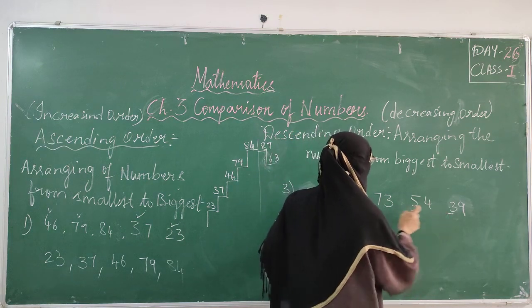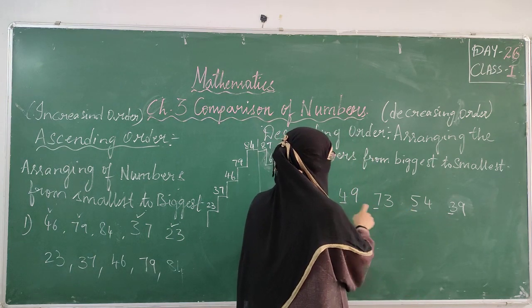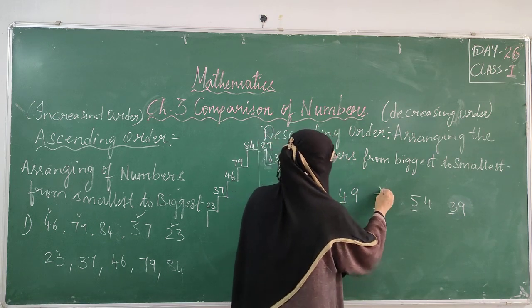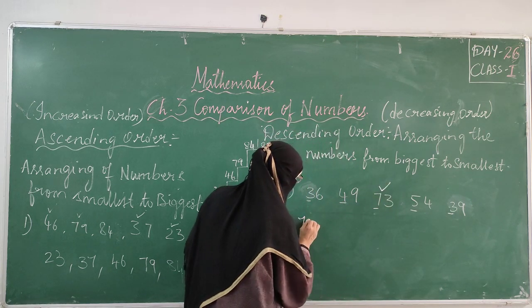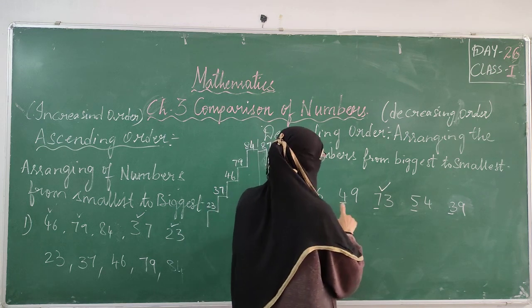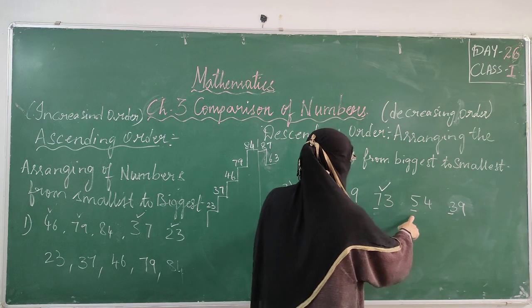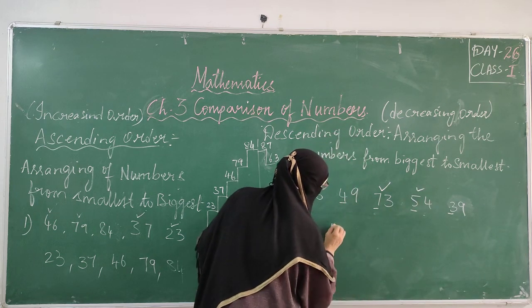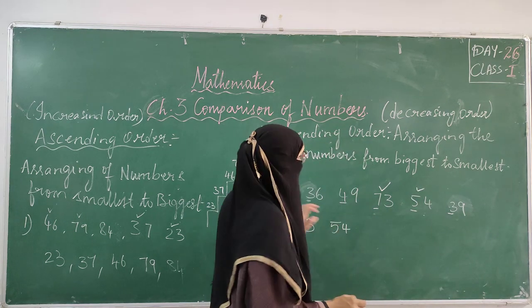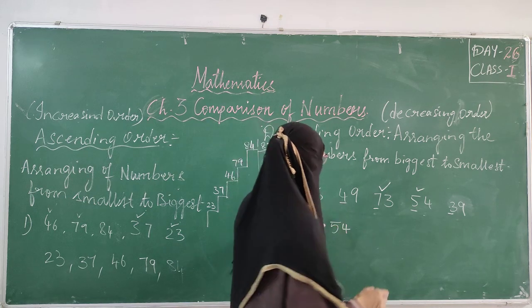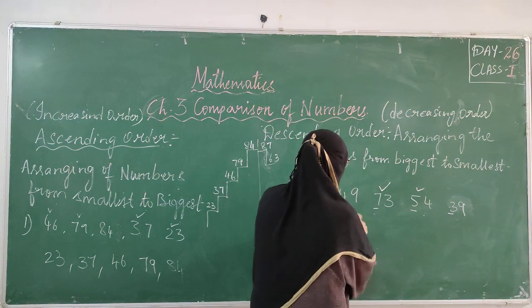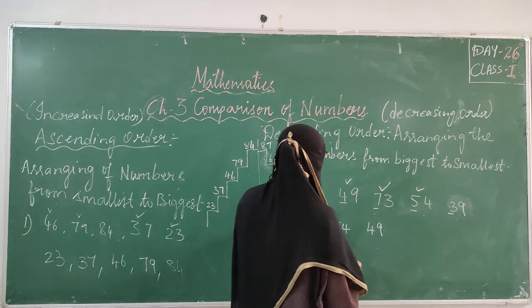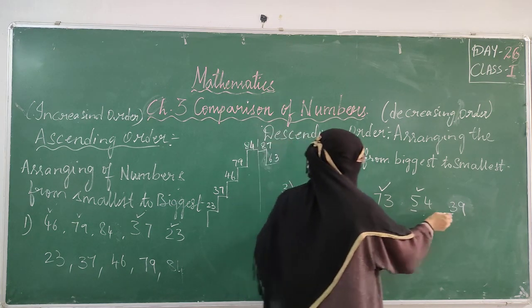3 is repeated. So first check these numbers 3, 4, 7, 5. In this, which is the biggest number? 7 is the biggest number. So our number is 73. Now 3, 4, 5. 5 is the biggest. So the number is 54. Now 3, 4 is left. 3 and 4. So 4 is bigger, so 49 will be written.